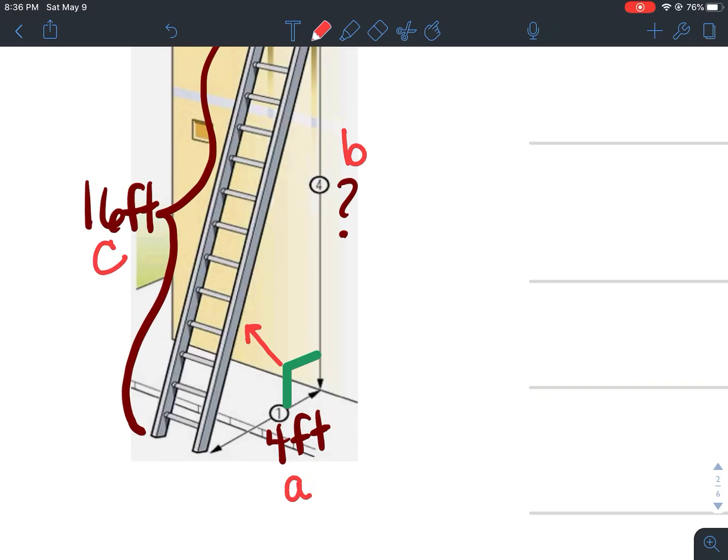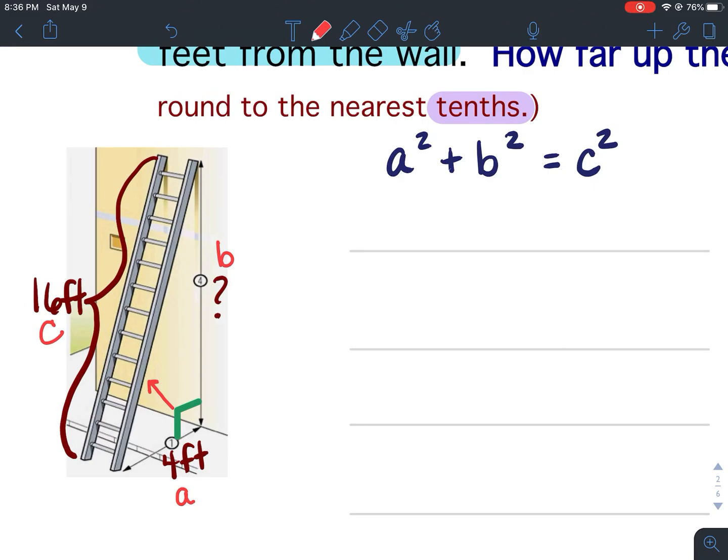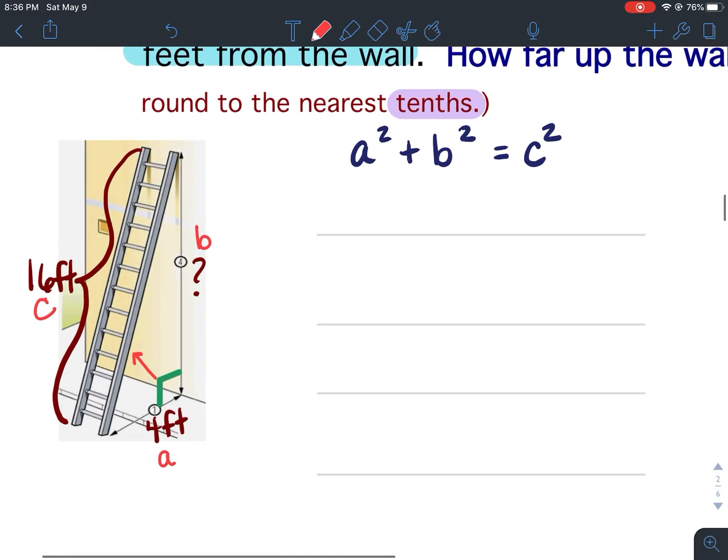Because from the picture, I can see that the 4 feet is smaller than the distance the ladder will reach up the wall. And for me, I always like to make the shortest length A. All right, now I fill this information in. So A is 4 squared. I'm finding B, so I leave that as B squared. And C is 16. So 4 squared plus B squared equals 16 squared.